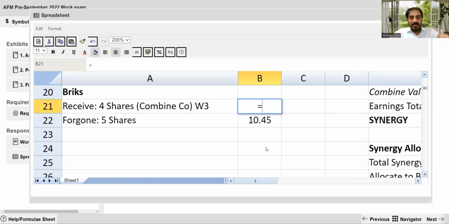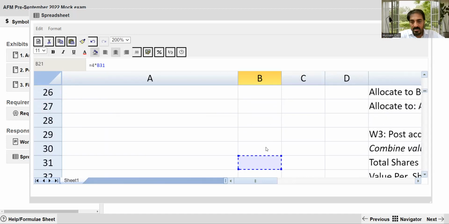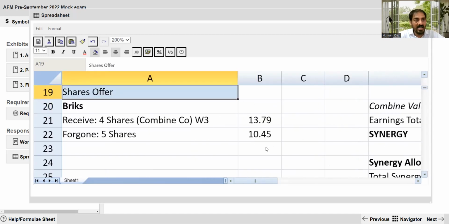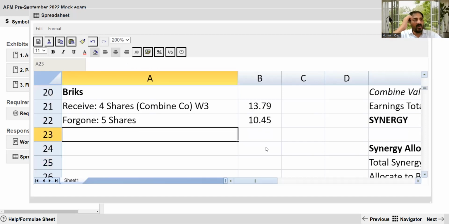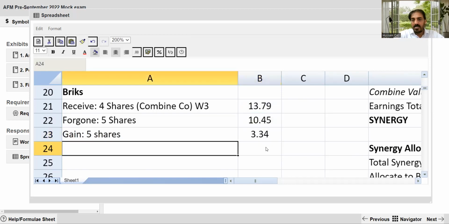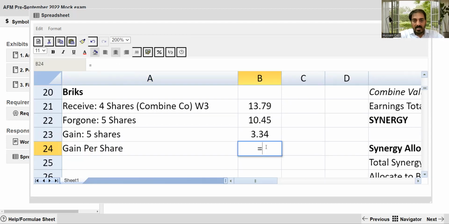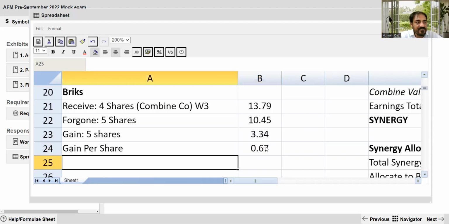So if the BRICS thinks that for 4 shares I will accept, at 3.45, that is 13.79. So what they will lose, or they will accept the offer against 5 shares. The gain here for 5 shares is 3.34. But we need to calculate the gain per share, which is 3.34 divided by 5, that is 0.67.